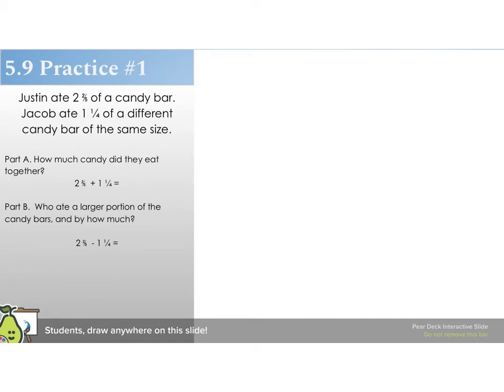Justin ate 2 2/5 of a candy bar. Jacob ate 1 1/4 of a different candy bar of the same size. How much candy did they eat together? We're going to have to add these together. I don't know if you can read that equation, but it's 2 2/5 plus 1 1/4.